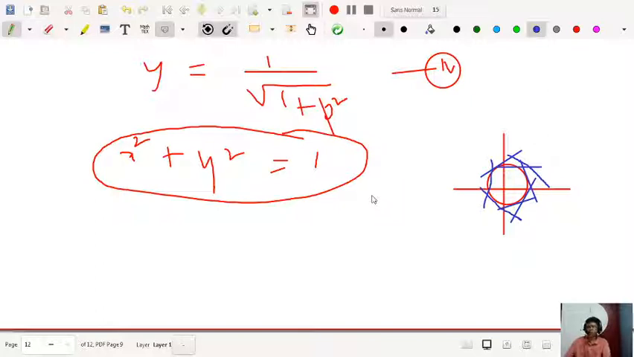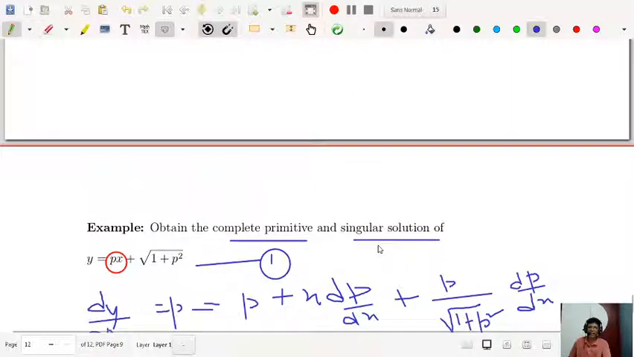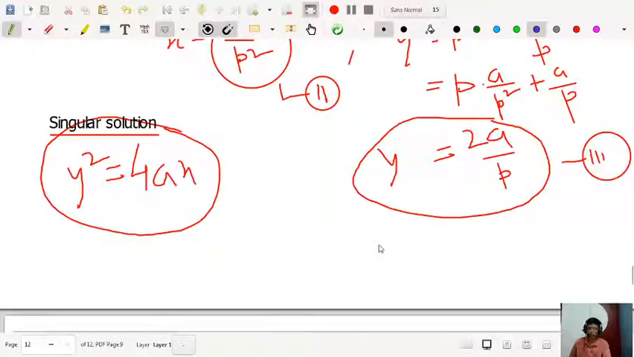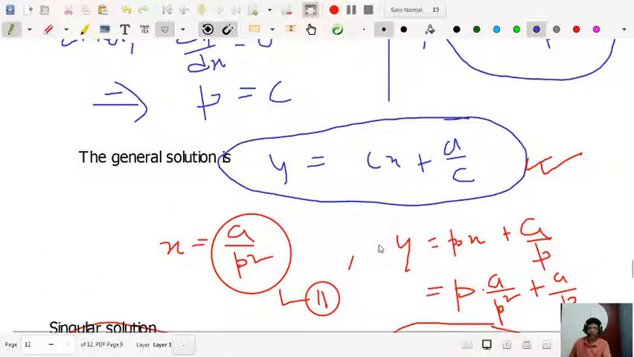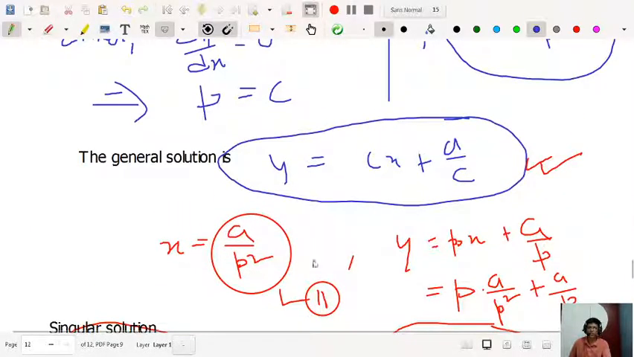So this is the geometrical interpretation, and this is how you have to deal with the problems of Clairaut's form, and with first order higher degree differential equations. We are talking about this chapter. Throughout the chapter the degree is higher: first order, higher degree. The degree of p is not 1, but of higher degree.